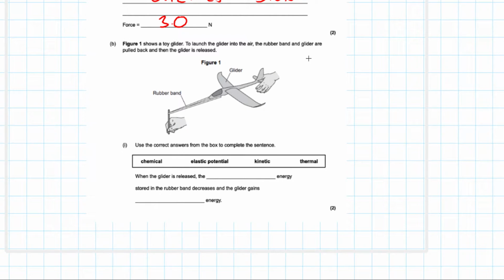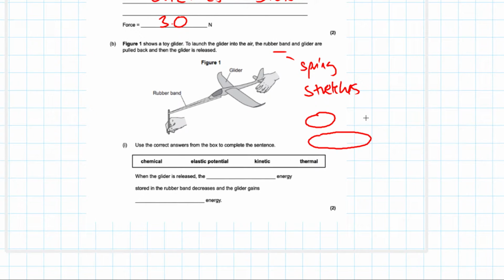So whenever you have a rubber band or a spring or something that stretches, so a stretching material, let's say you have your rubber band here and then you stretch your rubber band out, you'll notice that you'll feel a resistive force. When you stretch it, it gains elastic potential energy. So if you have your rubber band and you pull it, it's got elastic potential energy. So the first one here will be elastic potential.